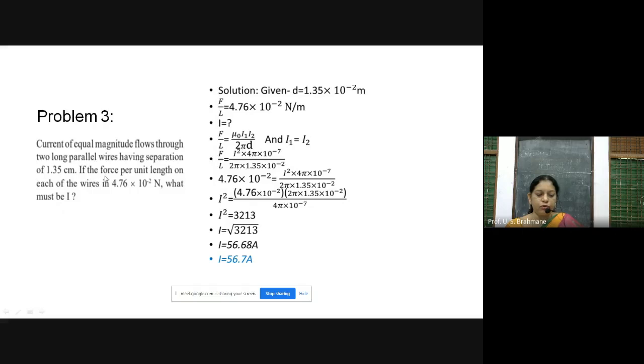We have to find out what? I. Current of equal magnitude flows, so we have to find out what must be I. So I is equal to under root of 3213. That comes around 56.7 amperes. So this is the third problem, and we have got the answer 56.7 A.